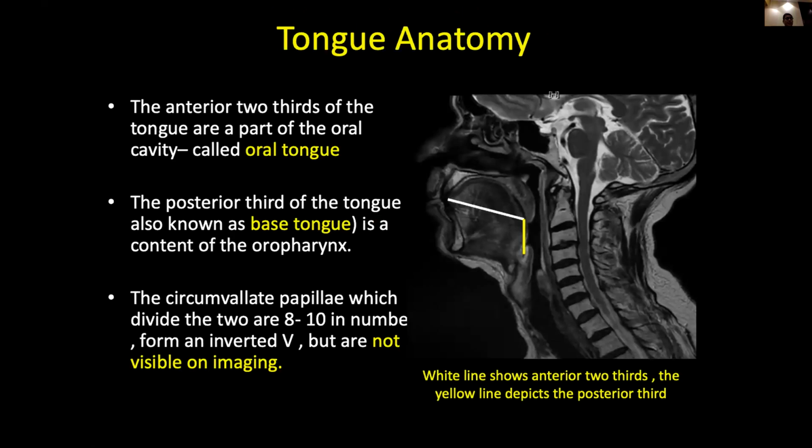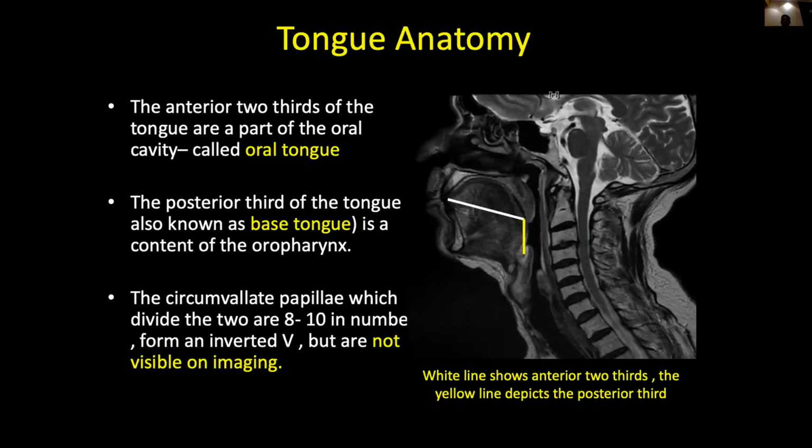The next anatomy we will look into is the tongue anatomy. The tongue is divided into two parts, anterior 2/3 and the posterior 1/3, which is clinically seen by the circumvallate papillae. However, on imaging, we can't appreciate the circumvallate papillae. So how do we divide the tongue? We draw a line starting from the soft palate, extending up to the hyoid bone, which divides the tongue into anterior 2/3 and the posterior 1/3.